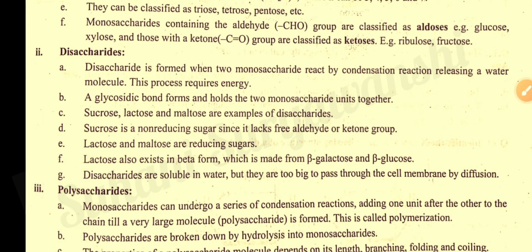Next is disaccharides. A disaccharide is formed when two monosaccharides react by condensation reaction releasing a water molecule. This process requires energy. A glycosidic bond forms and holds the two monosaccharide units together. Sucrose, lactose, and maltose are examples of disaccharides. Sucrose is a non-reducing sugar since it lacks a free aldehyde or ketone group. Lactose and maltose are reducing sugars. Lactose also exists in beta form, which is made up of beta-galactose and beta-glucose. Disaccharides are soluble in water, but they are too big to pass through the cell membrane by diffusion.